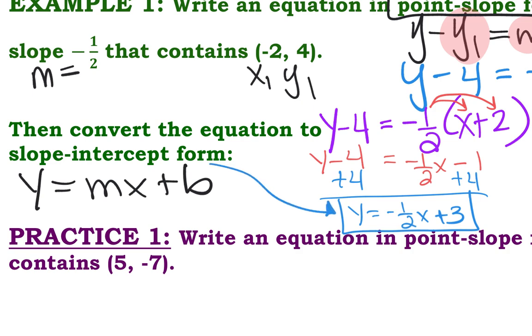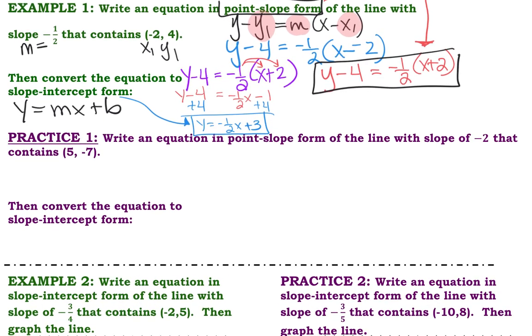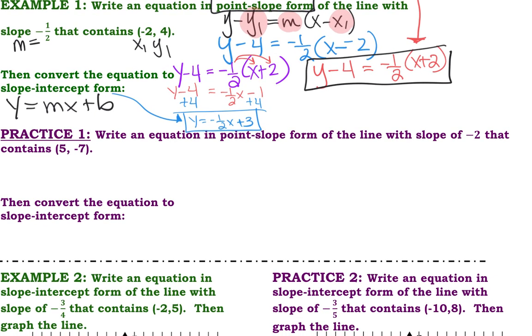Okay, so I'm going to have you guys try one of each. Okay, so this one says write an equation in point slope form with the line of a slope of -2 and a point that contains, or a line that contains 5, -7. So your slope here, and then your point here.